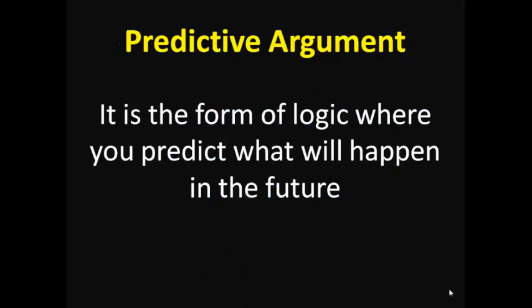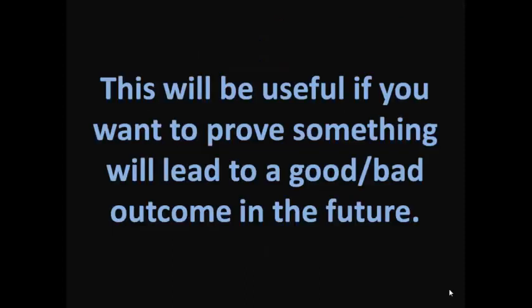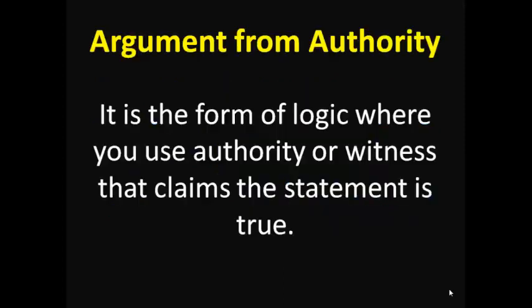It is a form of logic where you predict what will happen in the future. For example, drinking carbonated drinks has caused many people to be diabetic. So probably when Ali drinks it, it will cause him to become diabetic as well. Now this will be useful if you want to prove something will lead to a good or bad outcome in the future.